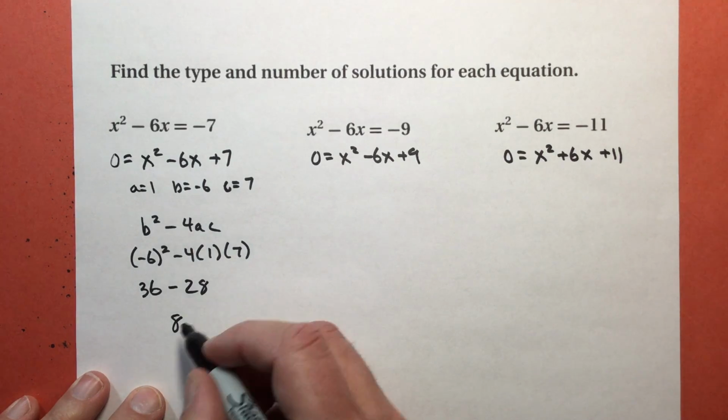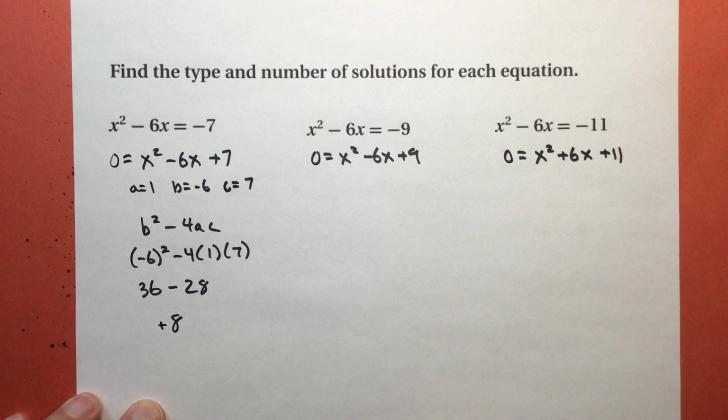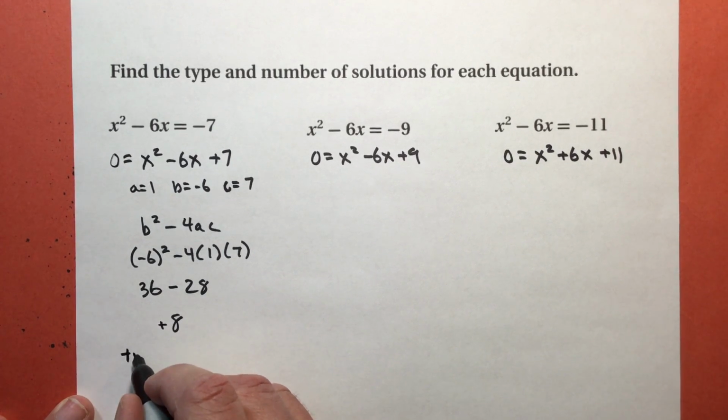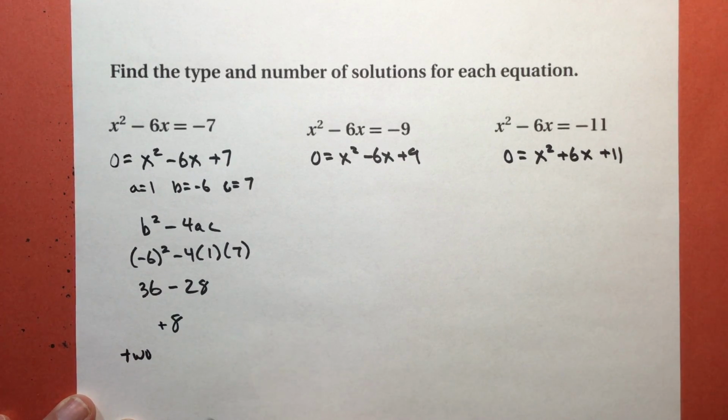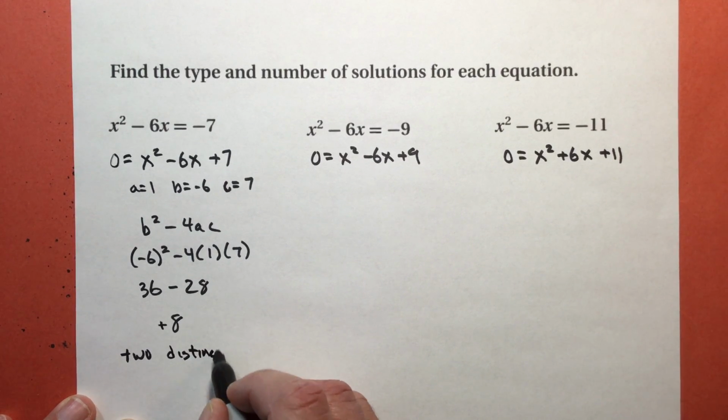Now, 8 is a positive number. I'll put a plus sign in front of it. This means that I'm going to get 2, and I always get 2, but I want to make sure I say that, distinct. That means different from each other, okay?